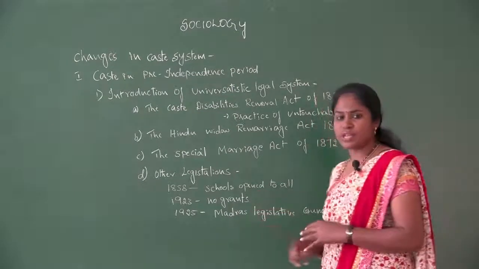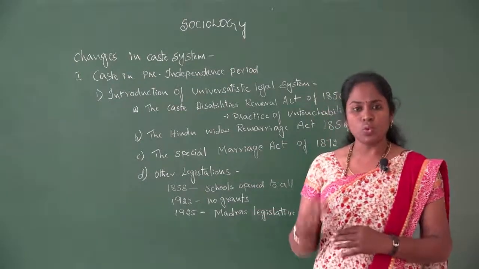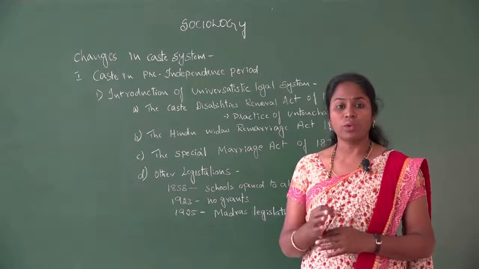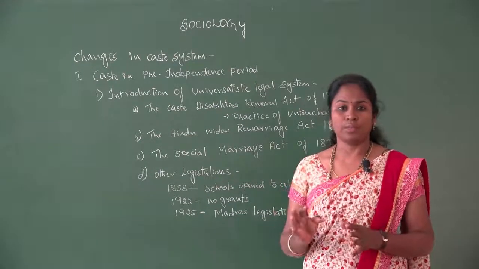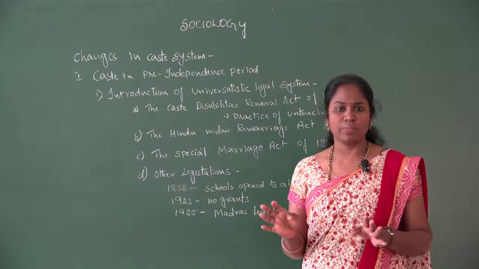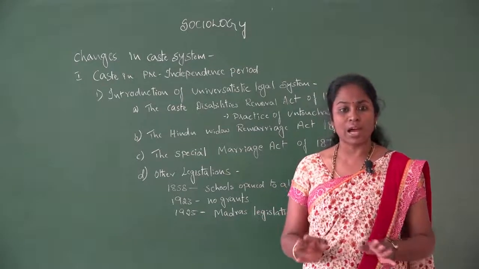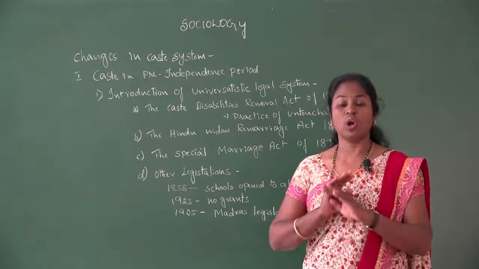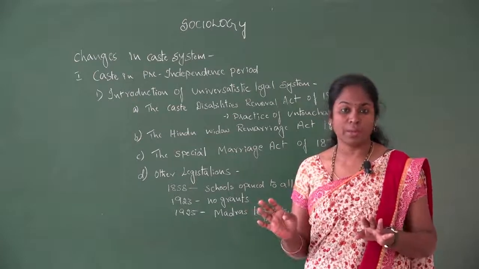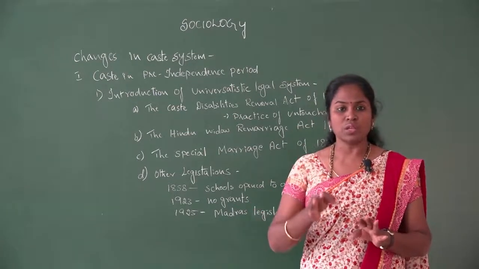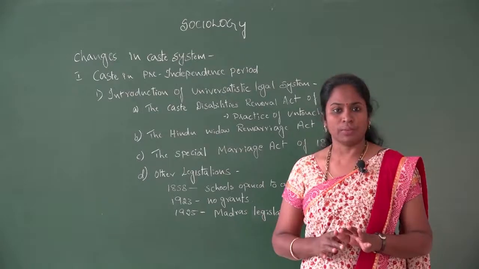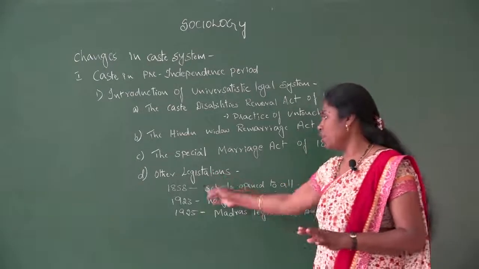In 1858, we find that schools had to be opened to all. There was no discrimination between the people. They may belong to any class, any caste. They should not make any discrimination between the people. Any child can go to the school and get an education. That was introduced in 1858.